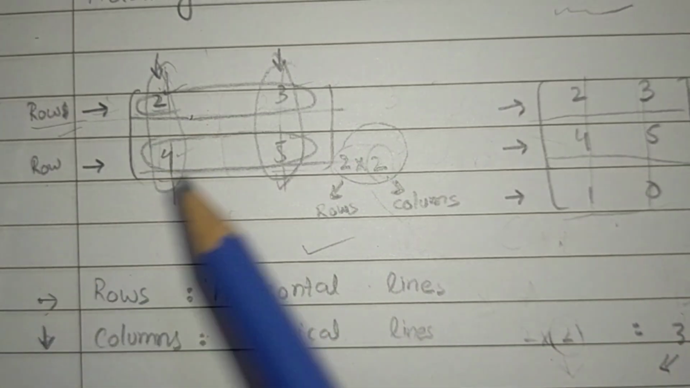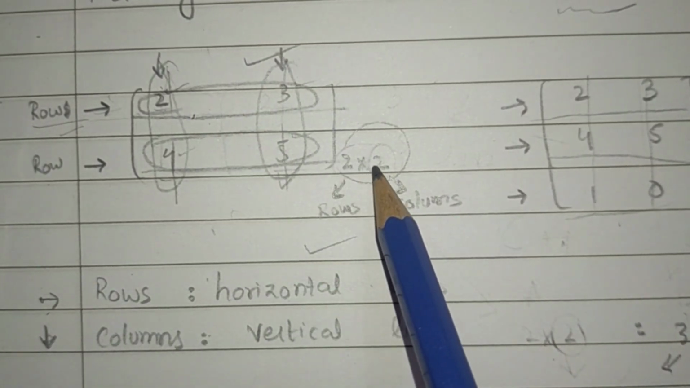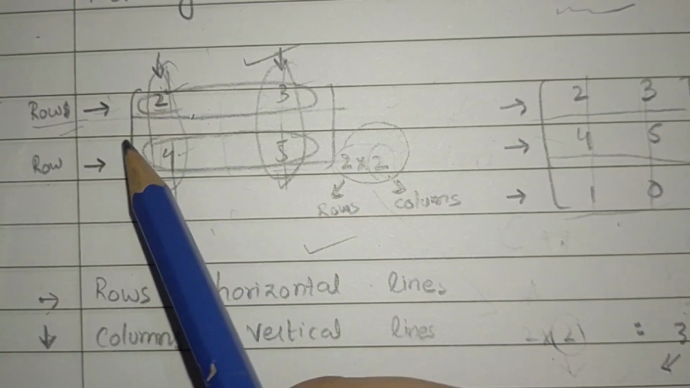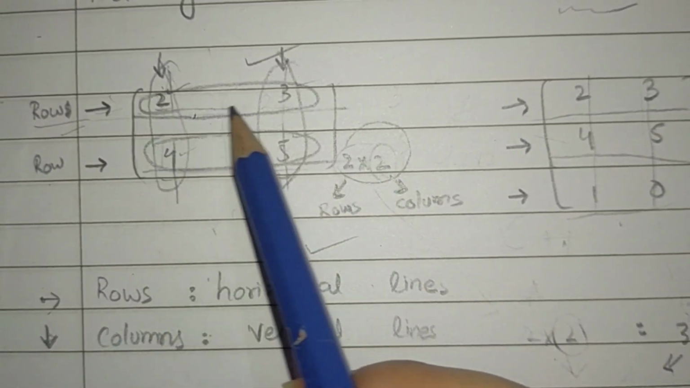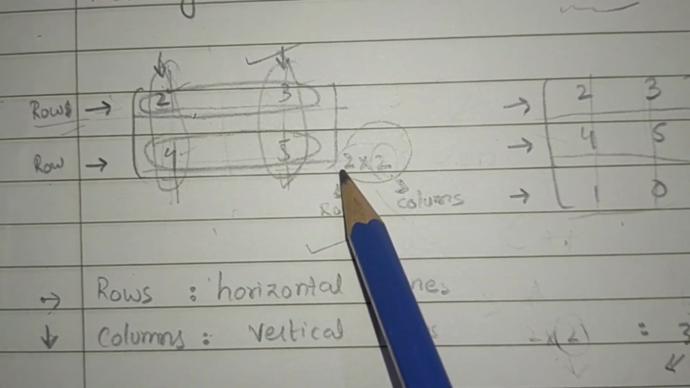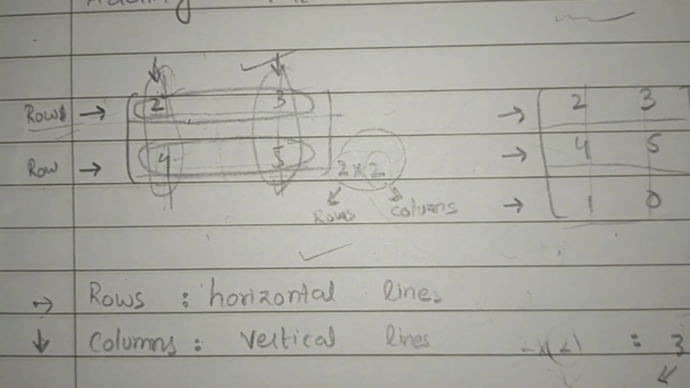So here the size of this matrix is 2 rows and 2 columns, right? Because this matrix contains 2 rows, this is 1 and 2, and 2 columns, right? So the size of this matrix is 2 cross 2, or 2 by 2.